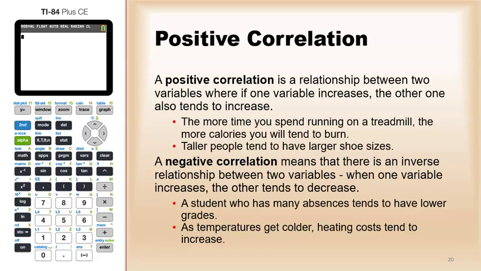A negative correlation means that there is an inverse relationship. That is, as one variable increases, the other will tend to decrease. So a student who has many absences will tend to have lower grades. And as temperatures get colder, heating costs tend to increase.